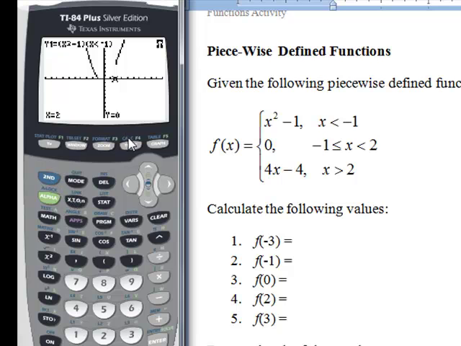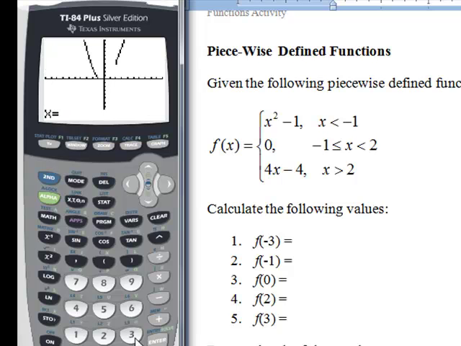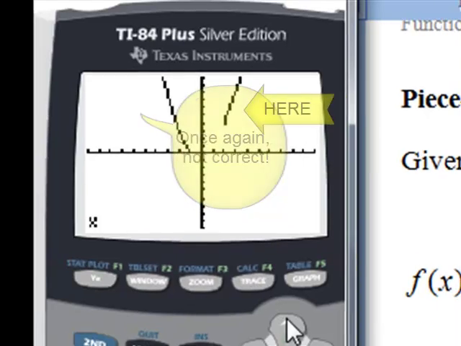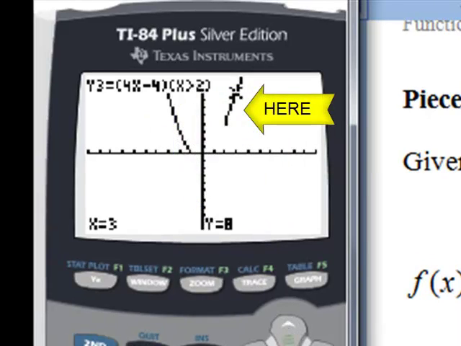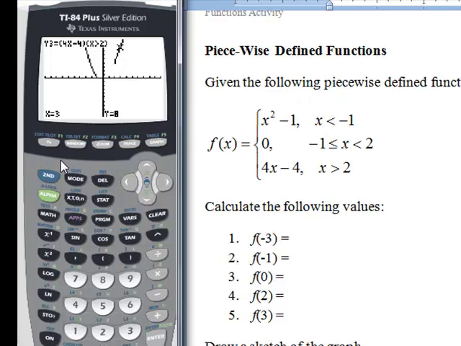Let's get our last one. 2nd CALC, value at 3. And you'll notice it gives us 0 again, which is not correct. It's on the wrong piece of the function. It should actually be up here. So calculating the values with the graphing calculator, you do have to be a little bit careful. The graphing calculator has a little bit of trouble calculating values of a piecewise defined function. It's important that you know which piece you want to be on.